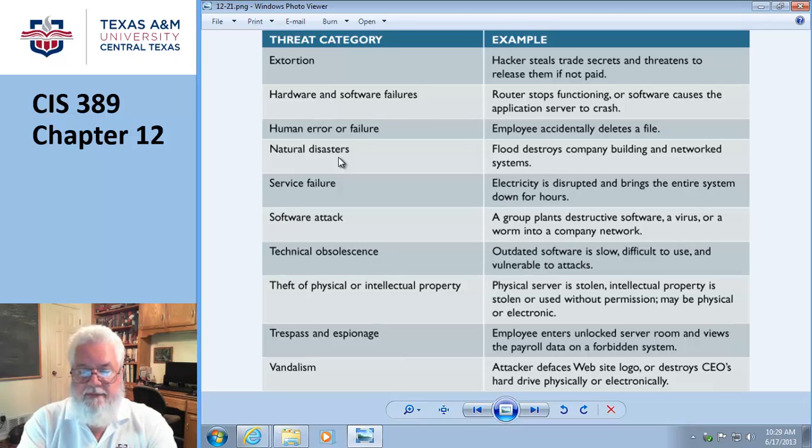And then of course there are all these other kinds of things. I'm not going to go through the entire list. You can read that. So right off the bat, which one of these do you think causes the most problems? You think it's software attack?